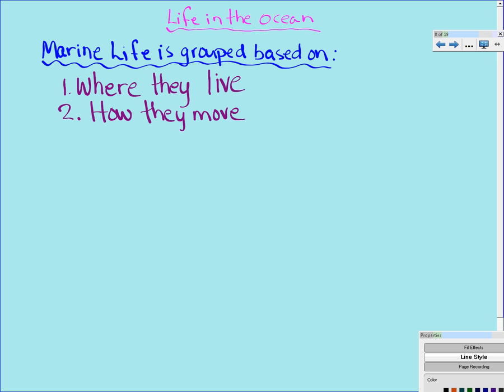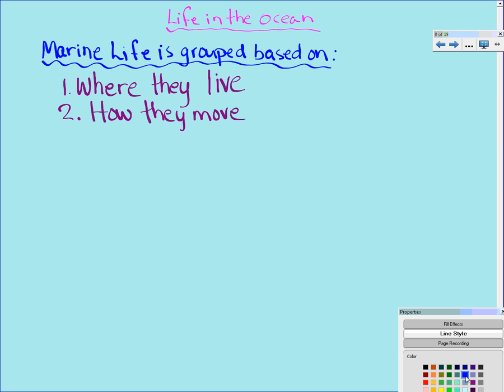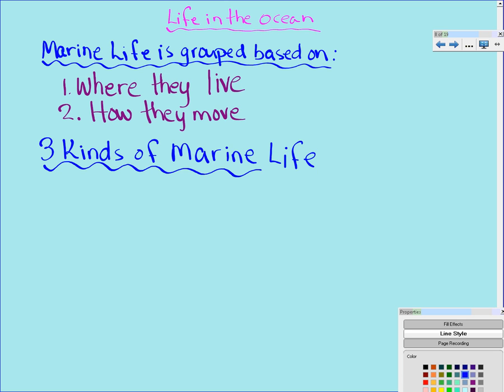In addition to this, there are three kinds of marine life. The three kinds of marine life are grouped because of where they live and how they move. One kind of marine life is our good old plankton. And plankton drift or float. That's how they move, and that's why they're considered plankton.